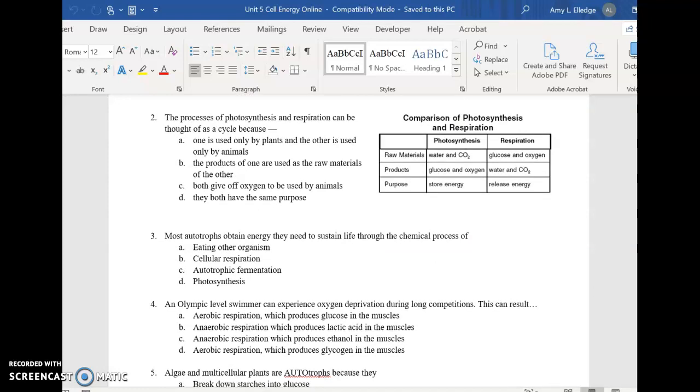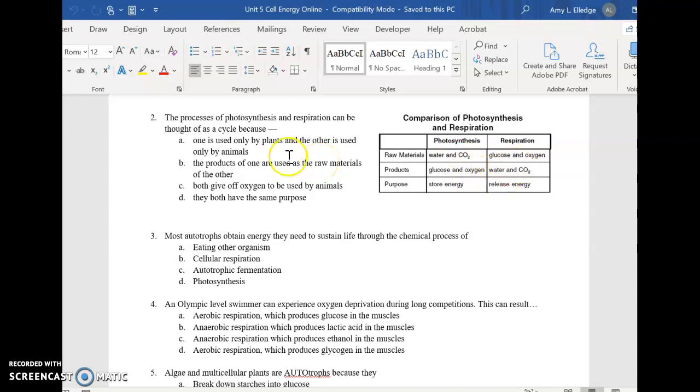The process of photosynthesis and cellular respiration can be thought of as a cycle because, so if we look at our chart again, comparing the two, the raw materials of photosynthesis are water and carbon dioxide, and it makes glucose and oxygen. In respiration, the raw materials are glucose and oxygen, and it makes water and carbon dioxide. So you can see how these guys are related just by looking at this chart. They're not the same, but they are similar. But what one uses, the other produces.